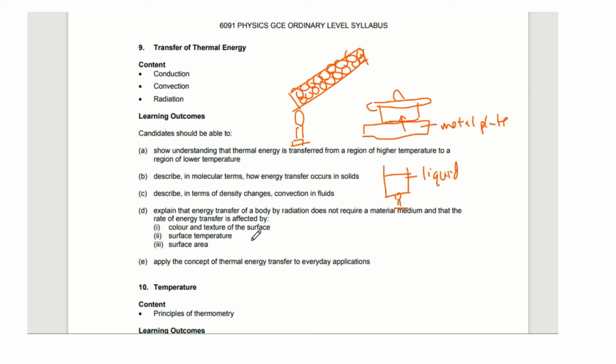Next, let's look at surface temperature. The higher the surface temperature, so the higher the difference in temperature between a surface and the surrounding, the faster it loses heat. Next, surface area. The larger the surface area, the more easily something gains or loses heat. Now that we know what conduction, convection, and radiation are, a lot of the physics questions will involve giving you a scenario and you need to talk about what heat transfers take place. So that is what is being tested in the transfer of thermal energy.